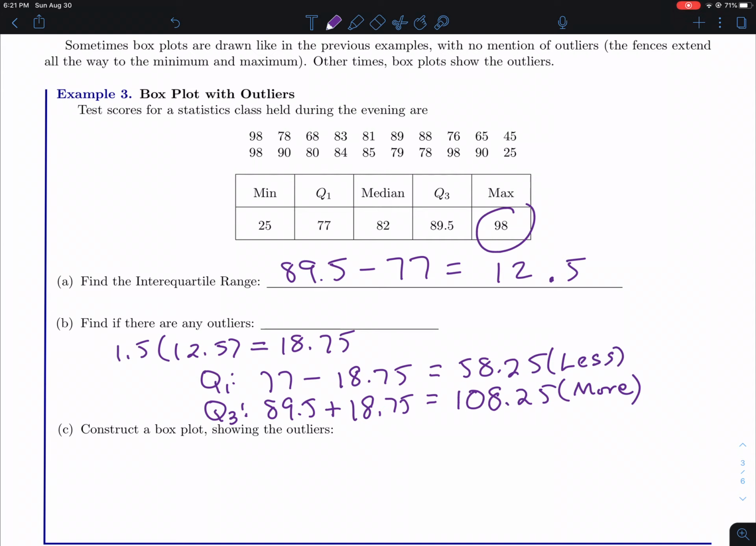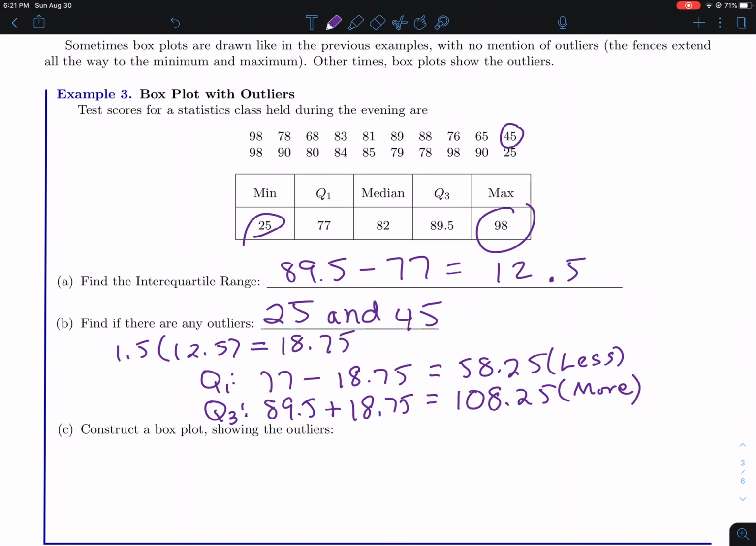But are there any outliers to the left-hand side? Well, we definitely have at least one, because we know the min is 25, which is well less than 58.25. So we should check and see if there's any other outliers on the list. And lo and behold, we've also got a 45, which is also less than the 58.25. So in this case, our two outliers are going to be the 25 and the 45.